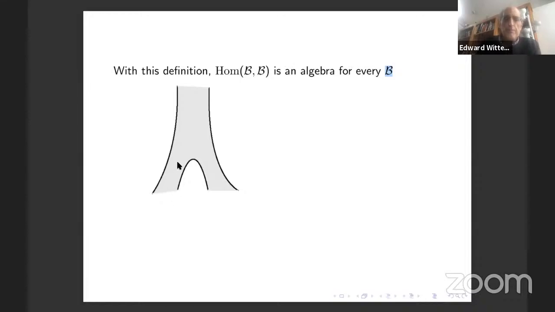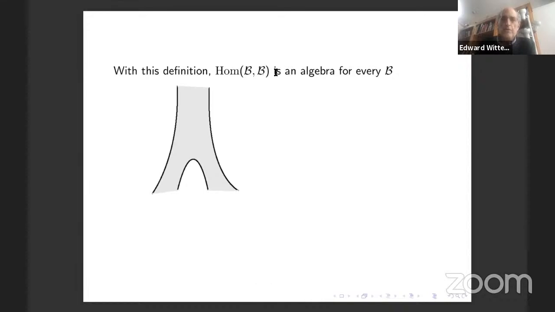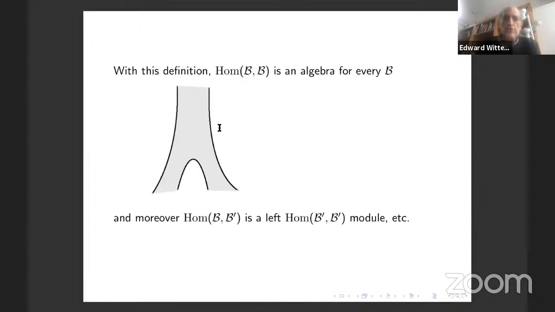So the open string propagating in time represents an element of Hom from B to B, but we've joined 2 of them to make 1. And that gives a composition law from Hom(B,B) times itself to Hom(B,B). And by drawing another picture with three of them joining, you would show that this is an associative multiplication. And moreover, by similar pictures, but now labeling the boundaries not all the same way, but different ways, you learn, for example, that Hom from B to B prime is a left module for Hom from B prime to B prime, and so on.